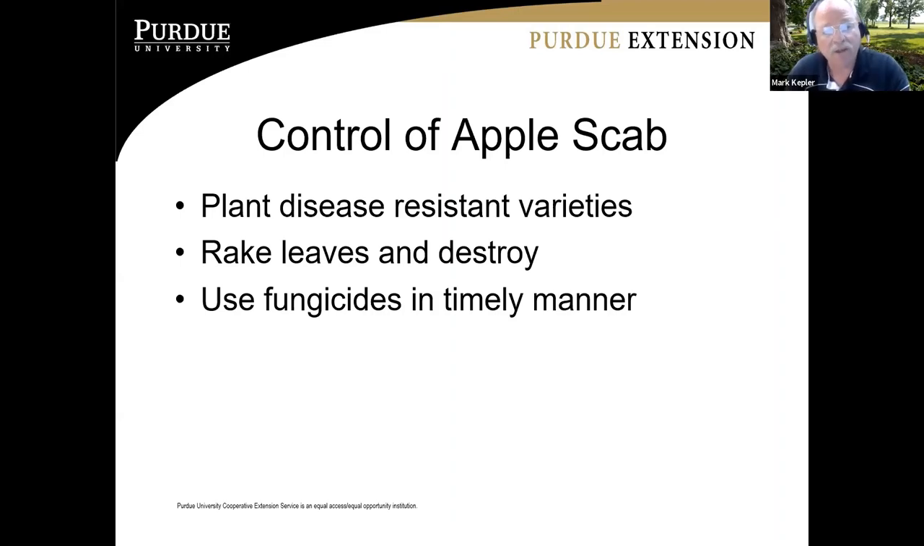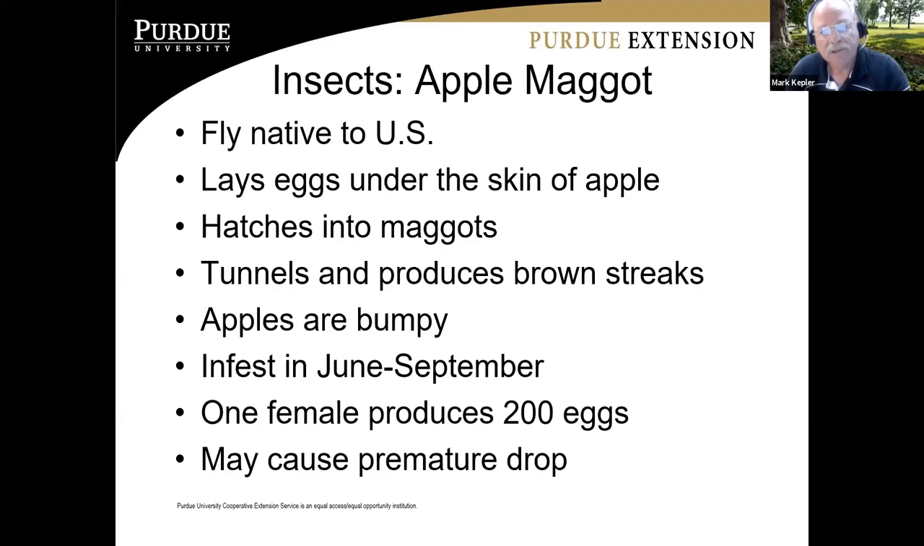It'll tell you in that publication when to use those. Then we got bugs. Apple maggot is probably the number one bug that we see. Well, we don't see it. It's there, but we don't see it. That's the interesting thing about apple maggot.